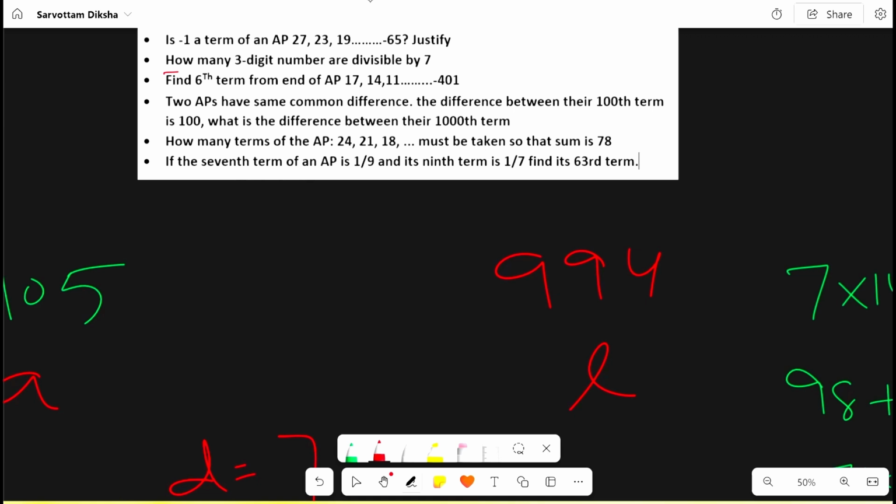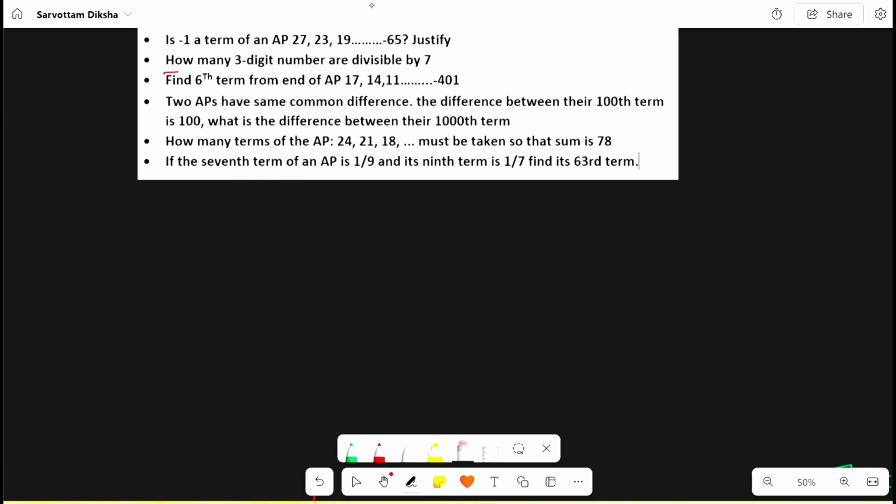How to find the nth term from the end? I have just done that. So I'm assuming you can find the third question also here. Now let's see the fourth question. This is again conceptually a very good question.